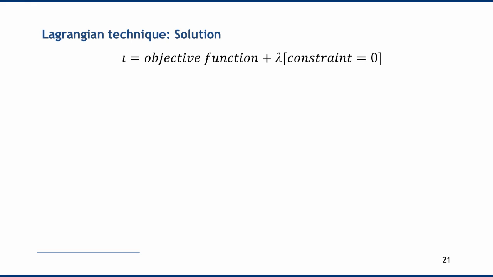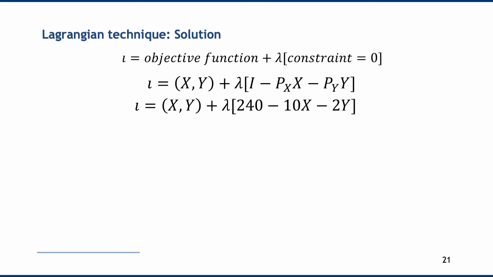This is the general form of the Lagrangian. In our case, our objective function is to maximize utility, which is simply X multiplied by Y. And we know that the budget constraint is going to take the form I minus PXX minus PYY. In our case, the income is 240, the price of X is 10, and the price of Y is 2. What we need to do here is differentiate this with respect to X, Y, and lambda. Just to make it a bit simpler, I've multiplied out the bracket so that we've made everything a function of lambda.